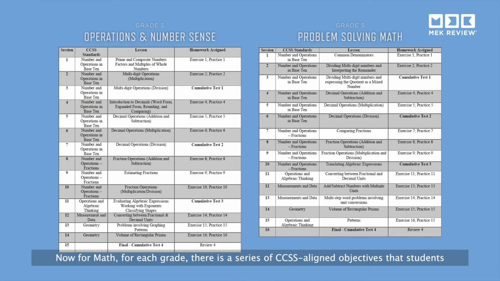Now for math. For each grade, there is a series of CCSS-aligned topics that students need to master by the end of the year. Let's take grade 5 for an example. The overall list of objectives is operations and algebraic thinking, number and operations in base 10, number and operations fractions, measurement and data, and geometry.